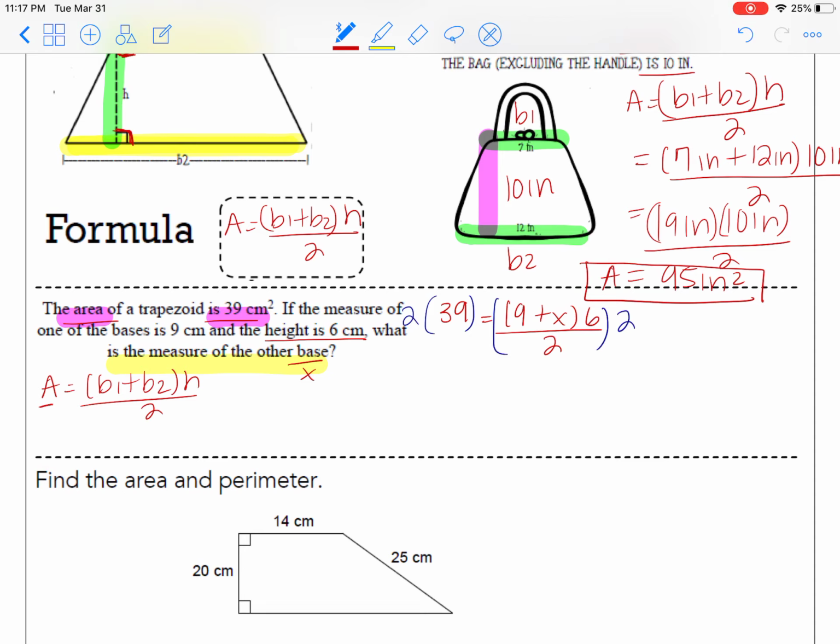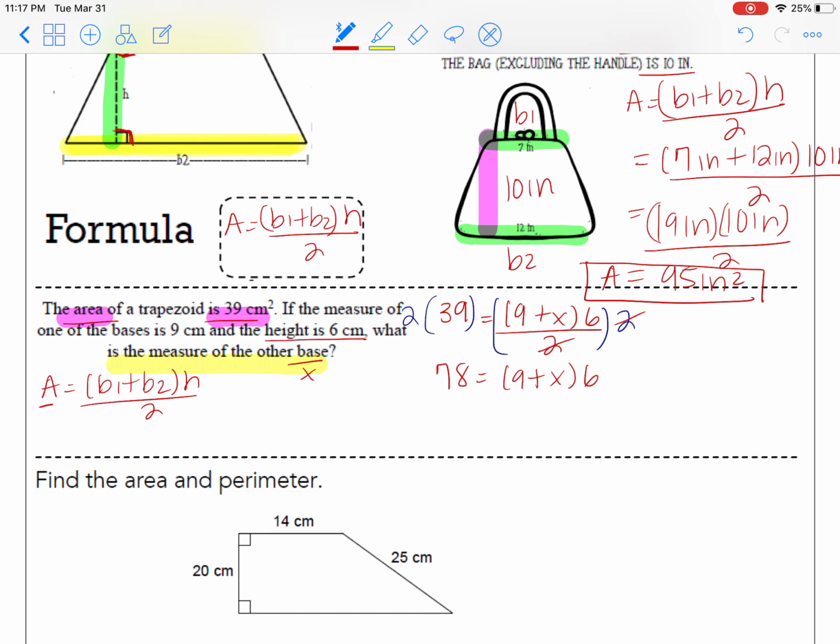So here, 2 times 39 will give us 78. And this will be 9 plus X times 6, because those two are inverse operations of each other, so the 2's will turn out to a 1.